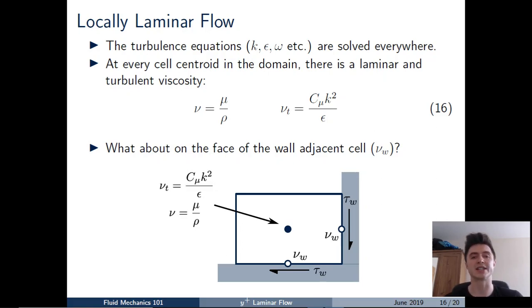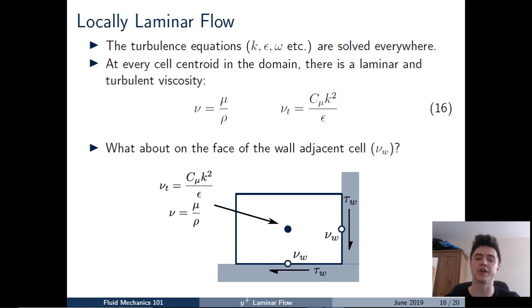Well, the first thing to note when we set up these simulations is that the turbulence equations will be solved throughout the entire domain, and that will mean solving equations for k, epsilon and omega. As a result, the CFD code will calculate the kinematic viscosity of the fluid, the material property nu, and the turbulent kinematic viscosity nu t throughout the entire domain. So every cell in the domain, regardless of whether it's in that turbulent free stream or in that laminar sublayer, will have a kinematic viscosity and a turbulent kinematic viscosity.